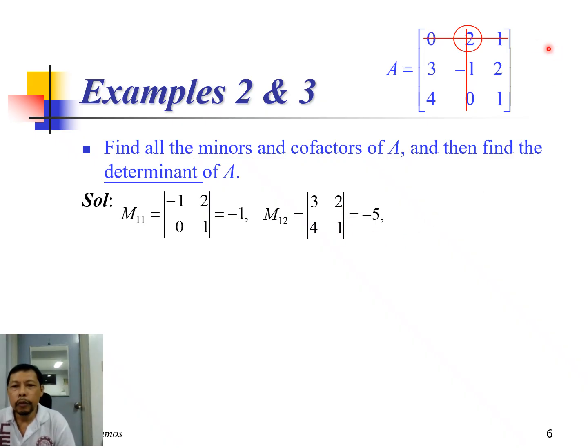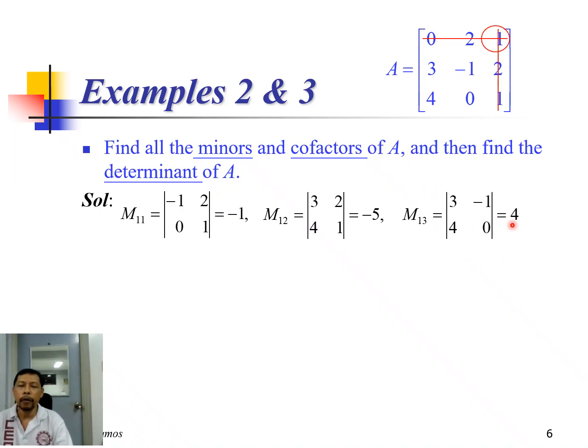Now let us do that also for the third element in the first row, A13, whose minor is M13. Again, removing or deleting the first row and third column, this will be the remaining elements. Take the determinant of that, and that will give us 3 times 0, which is 0, minus negative 4, which is positive 4.